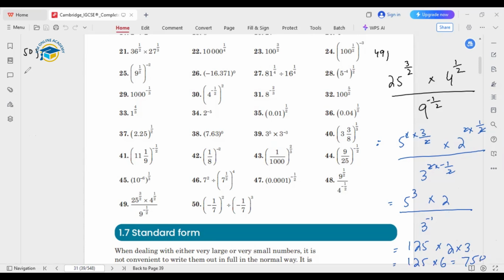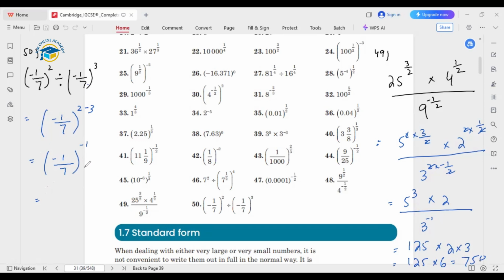Now the last part is the 50th one. We have been given negative 1 by 7 raised to the power 2 divided by negative 1 by 7 raised to the power 3. Again, bases are similar. Both bases are negative 1 by 7. And the division sign is given. So we are going to subtract the powers, writing this base one time only. So we are going to write 2 minus 3. If we do 2 minus 3, it will be negative 1.